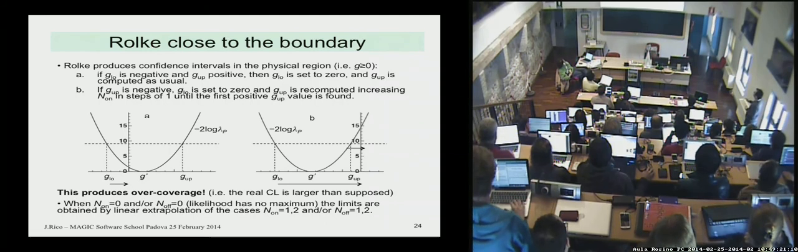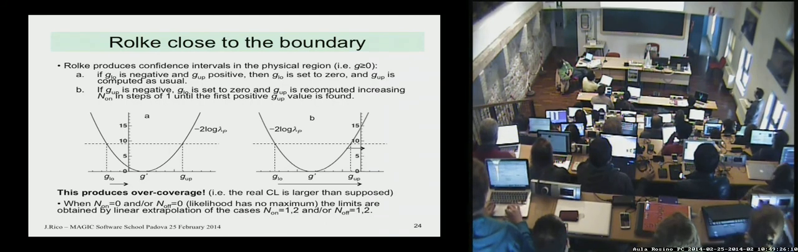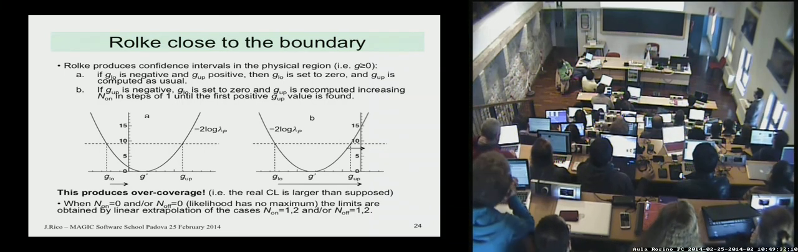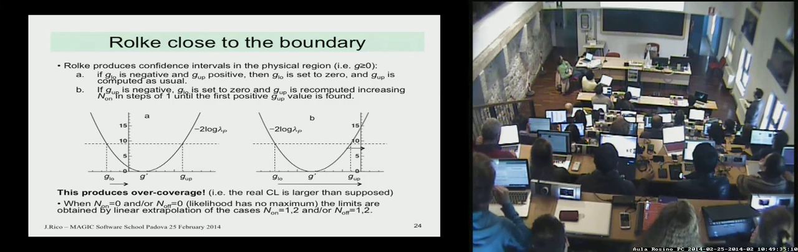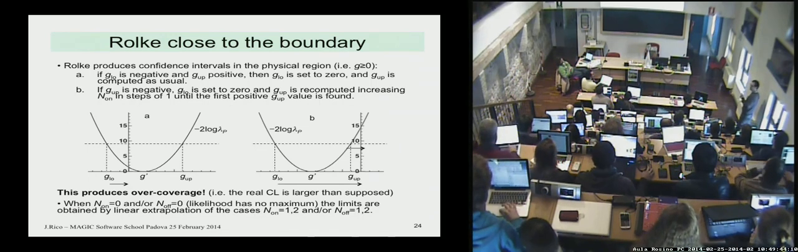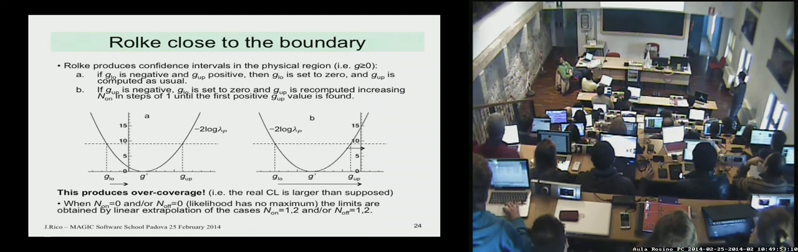Okay, what happens if also G up is negative? Now the 0 is here. If you make this profile likelihood ratio, the -2 log, then you get G low and G up in the negative. Again, G low is moved to 0. And for G up, what it does is increase n on by 1 each time until it finds the first G up which is positive, and it keeps it. So you see how ad hoc this procedure is.